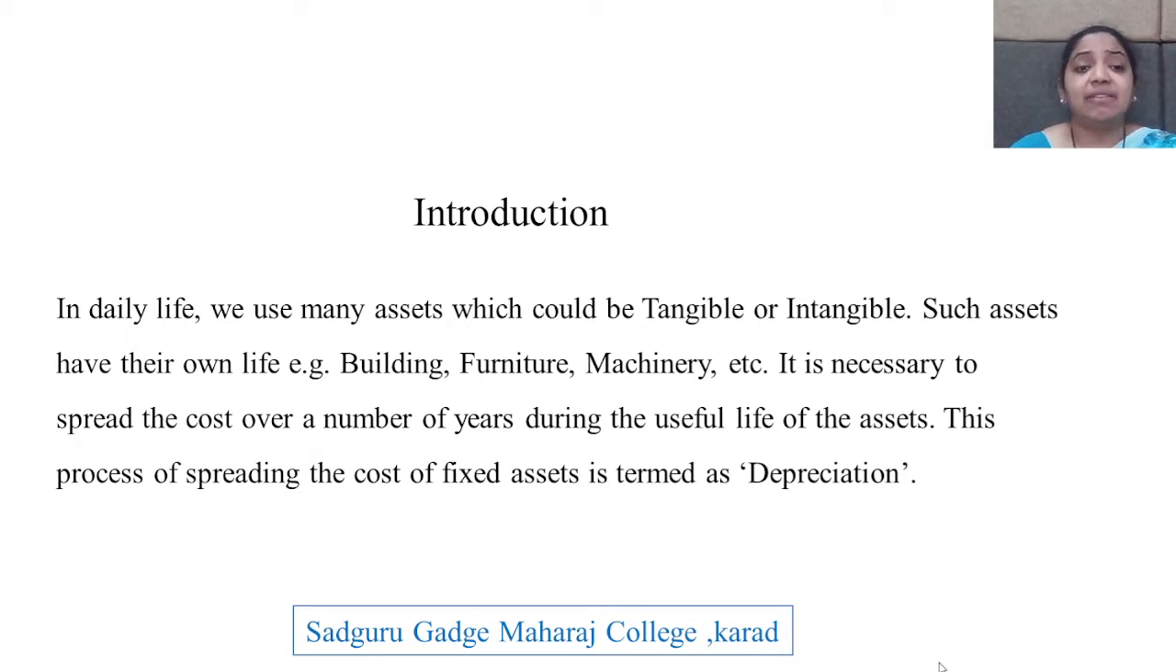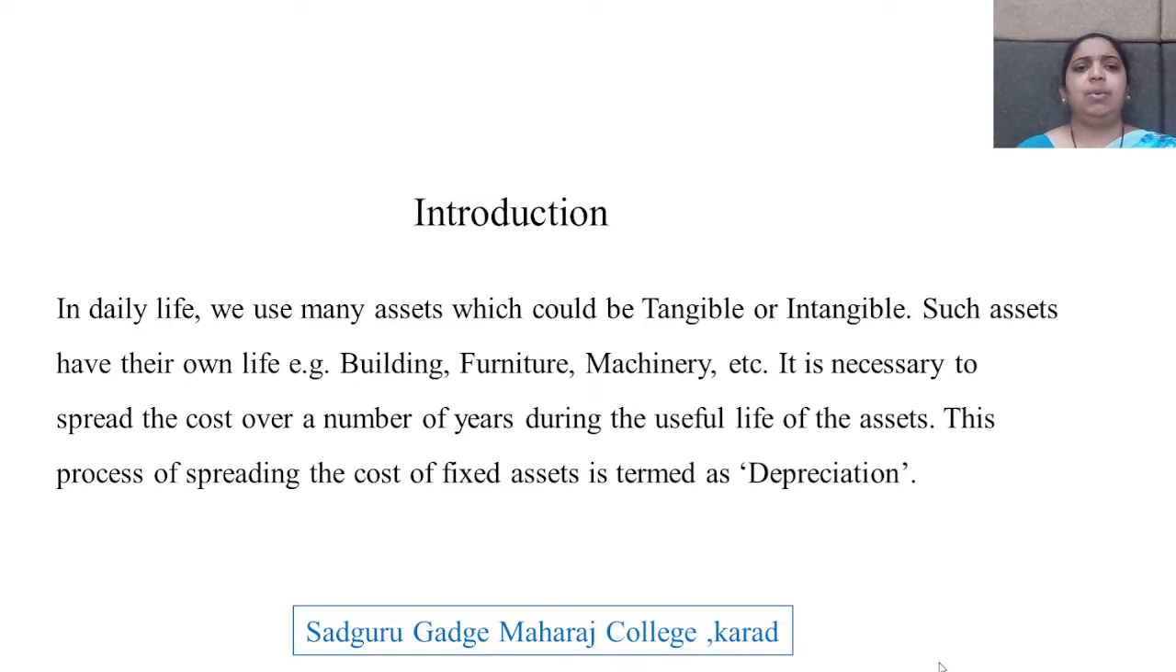Such assets have their own life. Example, building, furniture, machinery, etc. It is necessary to spread the cost over a number of years during the useful life of the asset. This process of spreading the cost of fixed asset is termed as depreciation.